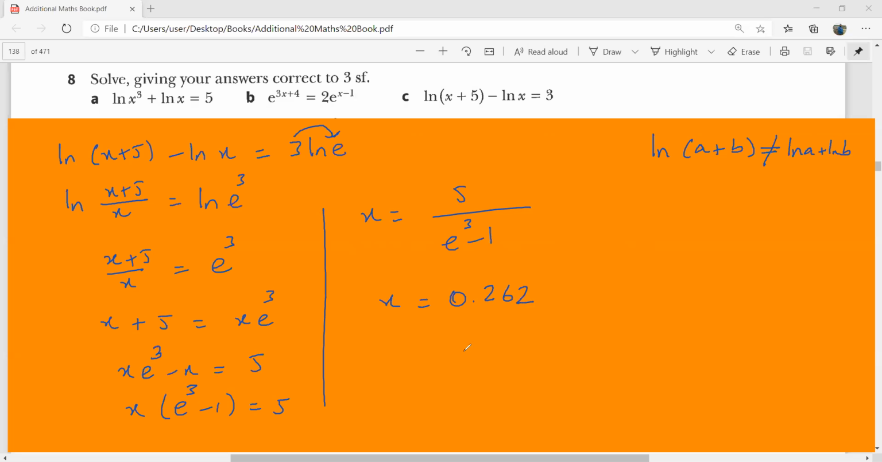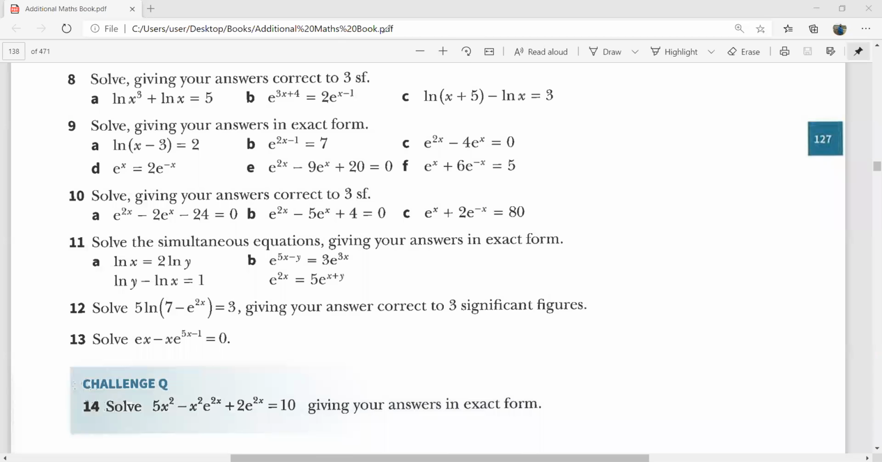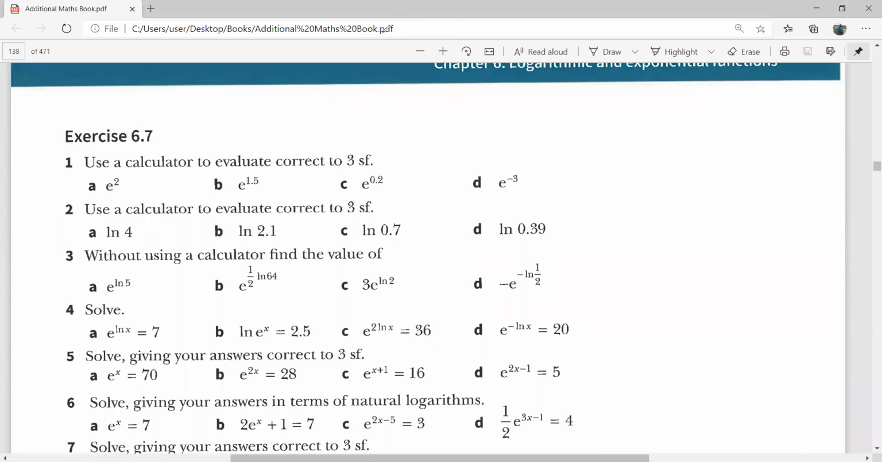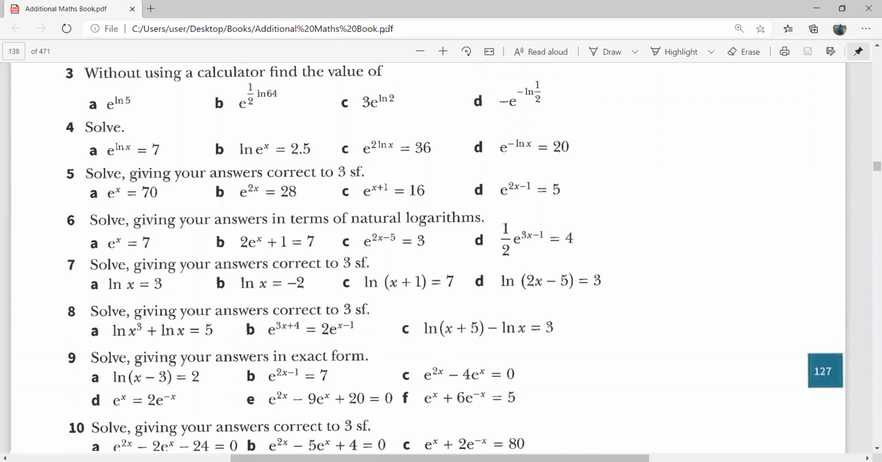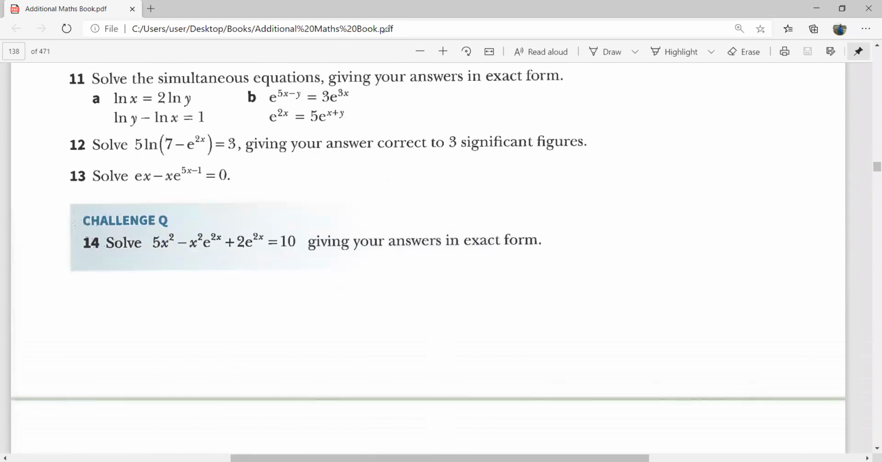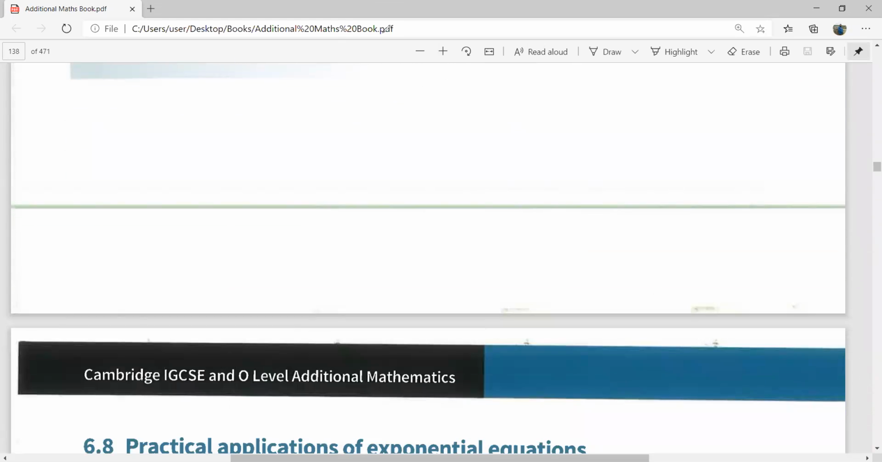Okay, so you were asking for these three parts of the question number 8, and let me show this to the viewers that this is basically the exercise 6.7 from this additional maths book. Okay, you can see this book we're using here.